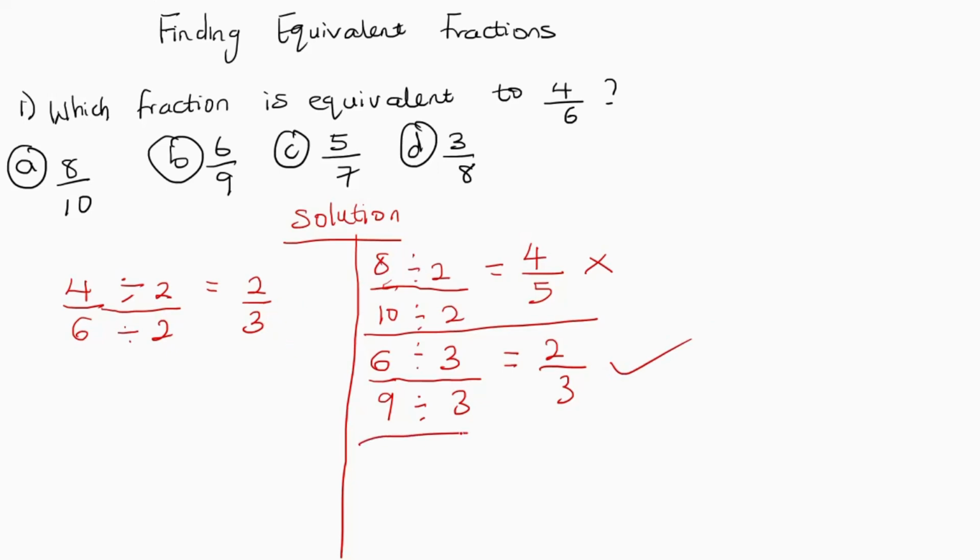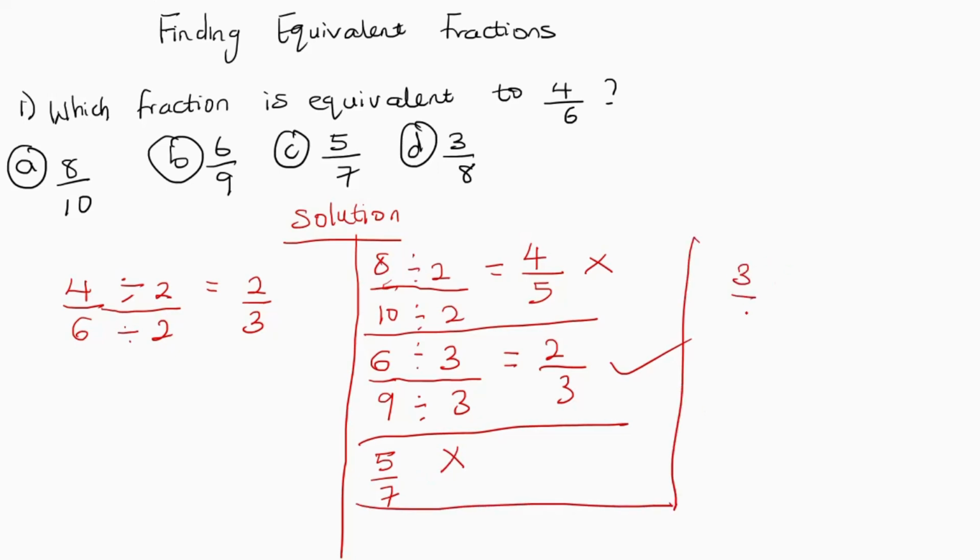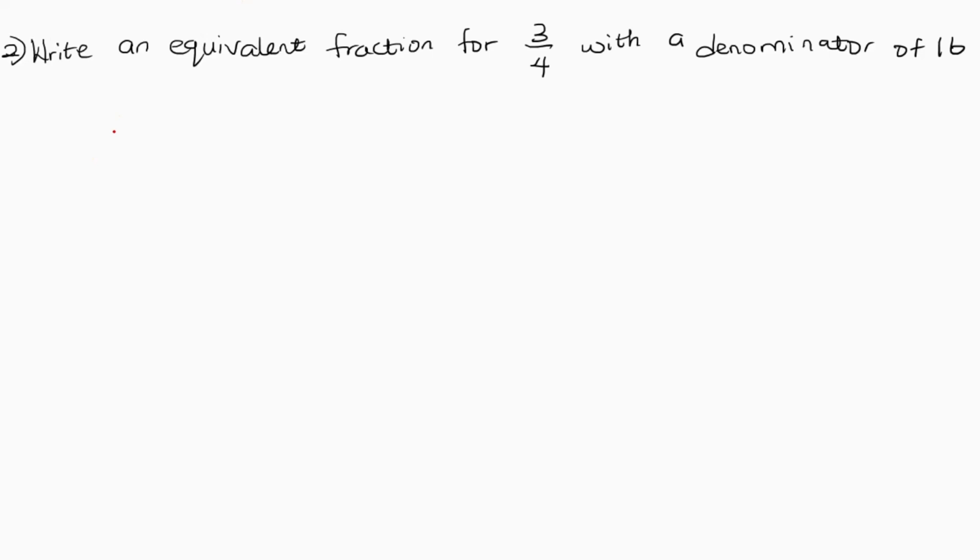Let's try out the next one, which is 5 over 7. Now these are odd numbers and they can be divided only by themselves, so this is not part of it. And we have the last one, which is 3 over 8. Now there's no number that can divide both 3 and 8, so this is out of the picture. So the only fraction equivalent to 2 over 3 is 6 over 9, and this becomes the answer to this question.